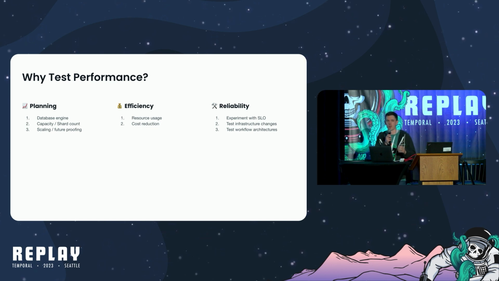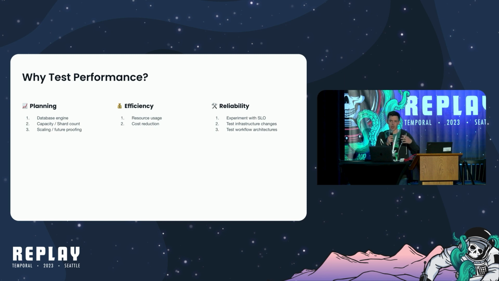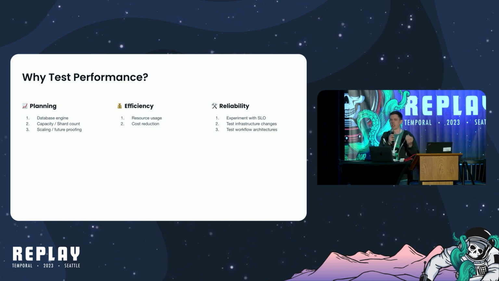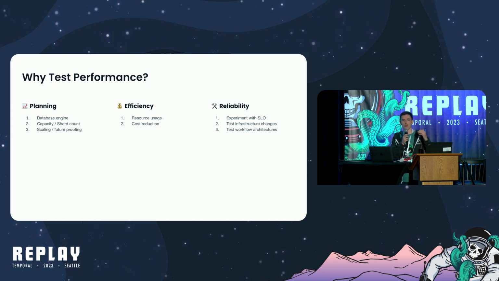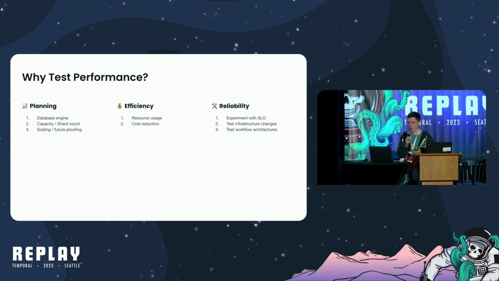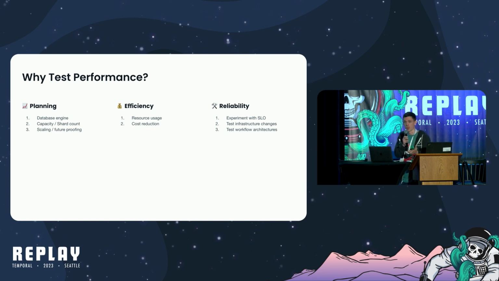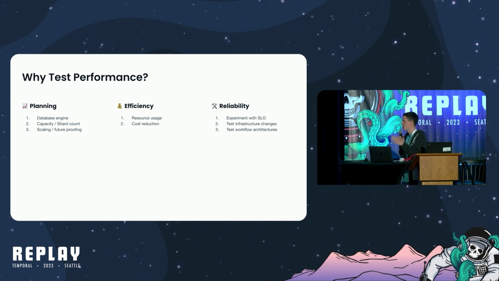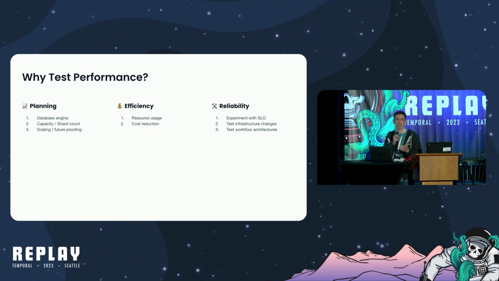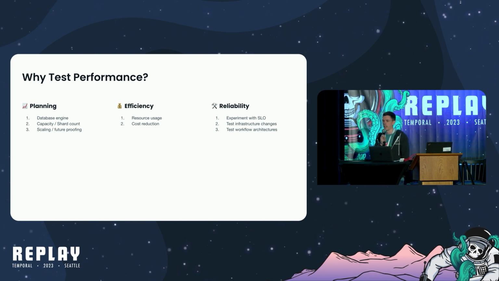And then the experiments with, my application is sensitive to this specific thing. How realistic is it for me to drop this metric and reduce this so that my application gets a better experience? Testing infrastructure changes, so you might be testing the ratio of different services to each other or something like that, and then testing changes to your workflow architecture.